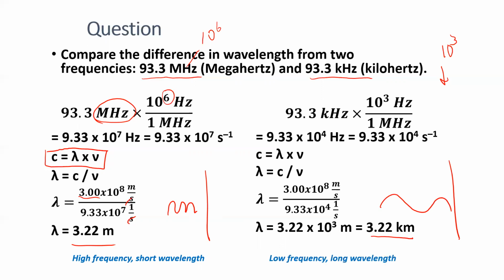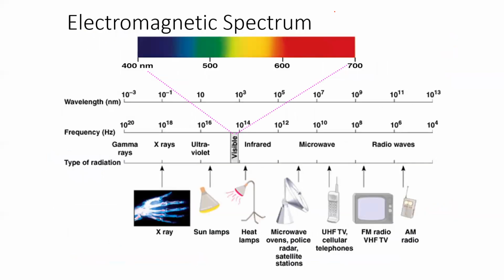So long wavelengths have low frequencies and short wavelengths have high frequencies. And that goes back to that relationship that the speed of light is wavelength times frequency. When we think of the electromagnetic spectrum, a lot of people are only thinking in terms of a very small portion, and that's visible light. And that's because that's how we see color.